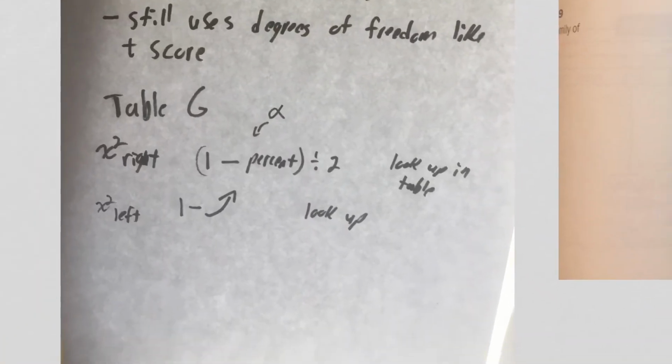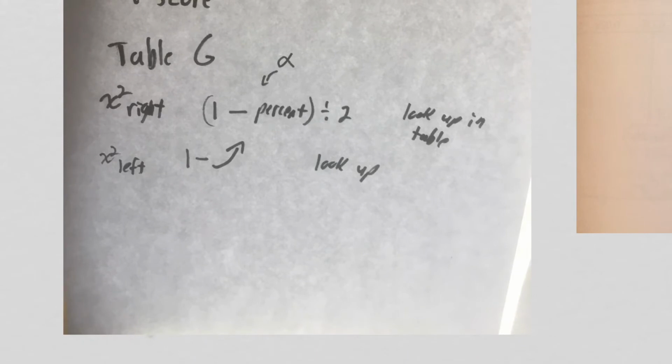What we're going to do to look things up in a table is find something called a chi-squared right and a chi-squared left. To find your chi-squared right, you're going to take 1 minus your percent, and divide that by 2. You're going to look that up in the table, of course using your degrees of freedom. For your chi-squared left, you're going to take 1 minus this, which is called your alpha over 2. When they give you alpha, that is whatever this number is, and you're going to look it up in the table.